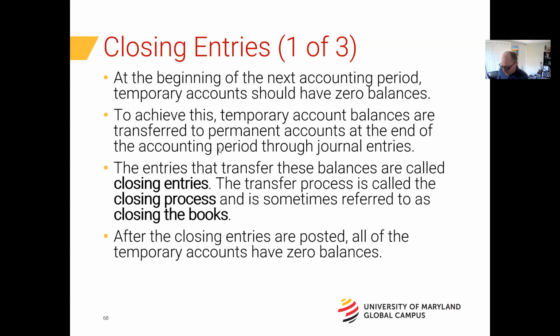So at the end of the accounting period, the end of every month, definitely at the end of every year, we perform this thing called closing entries. The reason why we do this is to make sure there's a zero balance for the next accounting period. This is where we transfer our temporary accounts to permanent accounts through the process of net income, of course. Entries that transfer these balances are called closing entries. The transfer process is called the closing process. We oftentimes refer to this as closing the books, locking up the books.